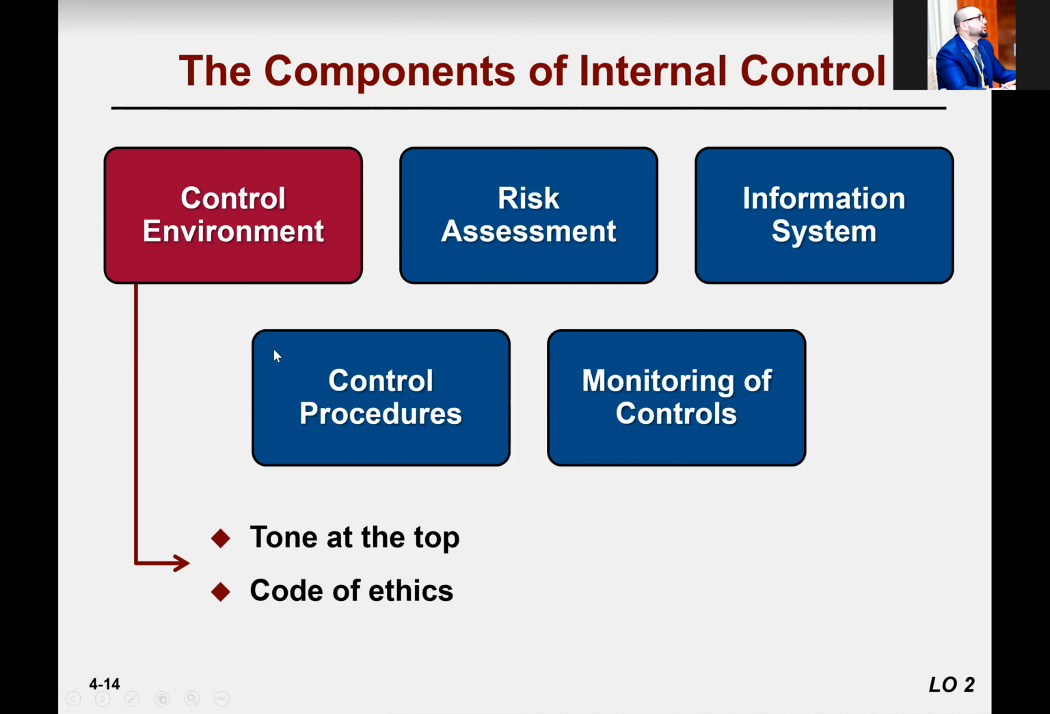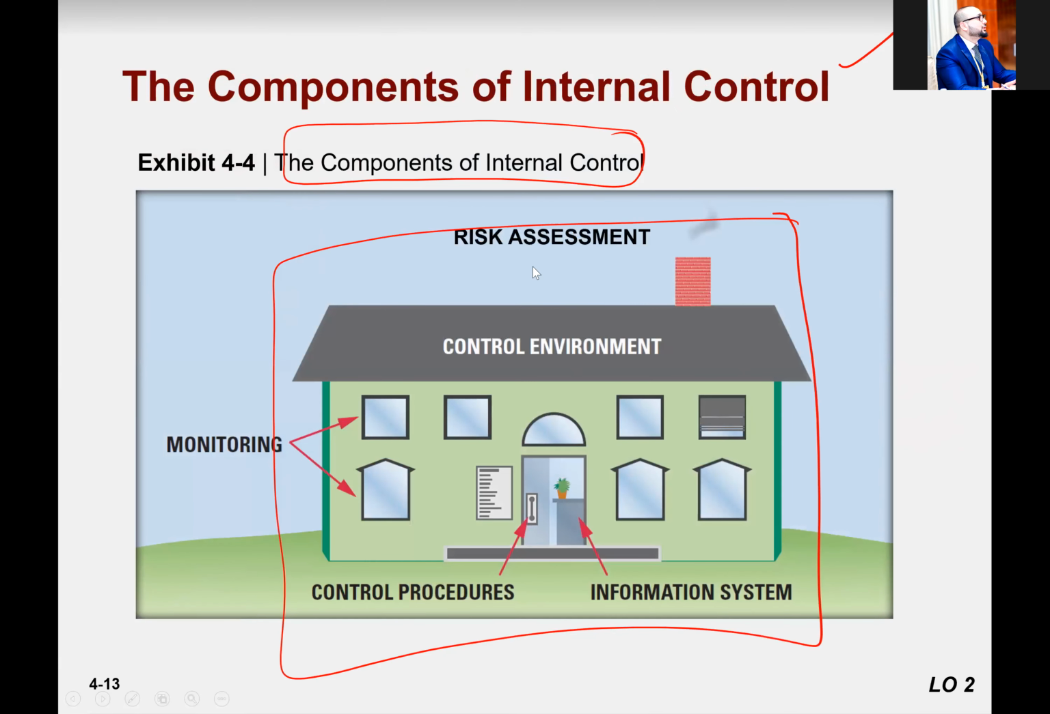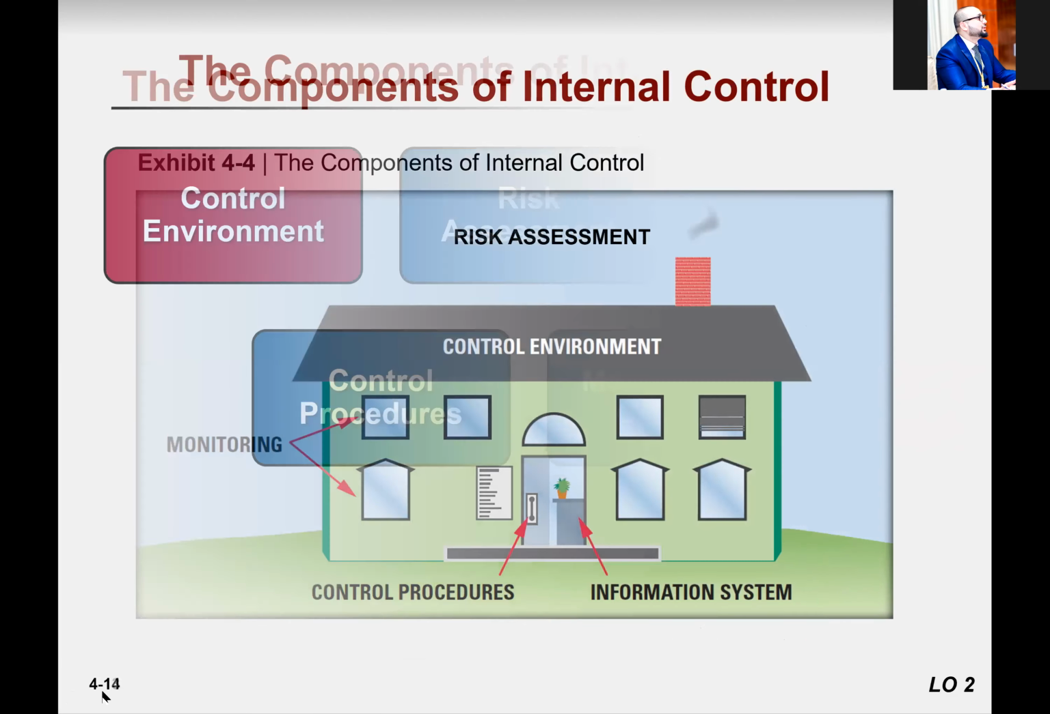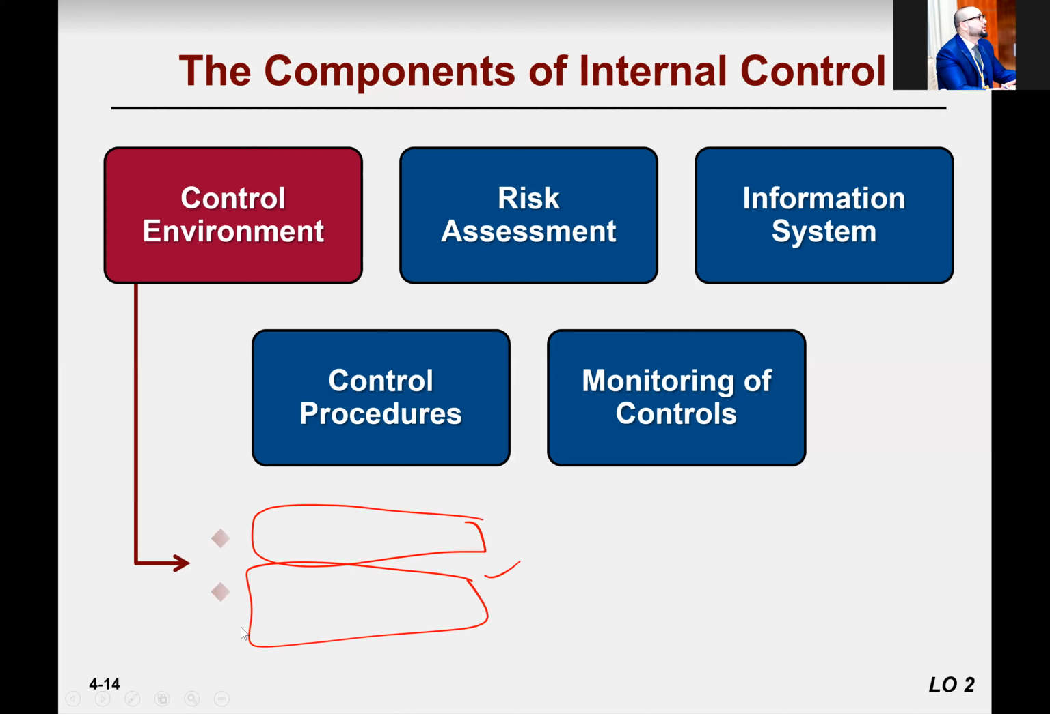Control environment. This is called tone at the top, and it should include a code of ethics. Let me just show you this. Here we go. What do we mean by control environment? It is the tone at the top of your house, just like that. So control environment should be ethics. What do we mean by this ethics?